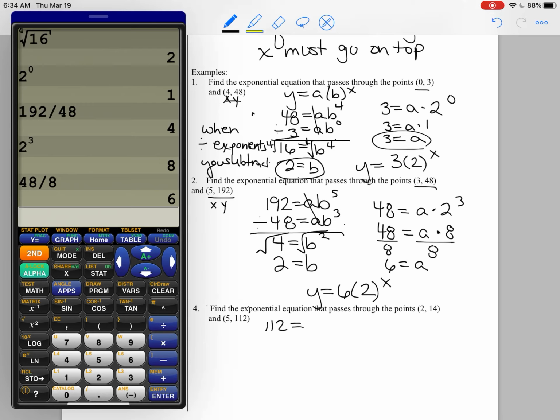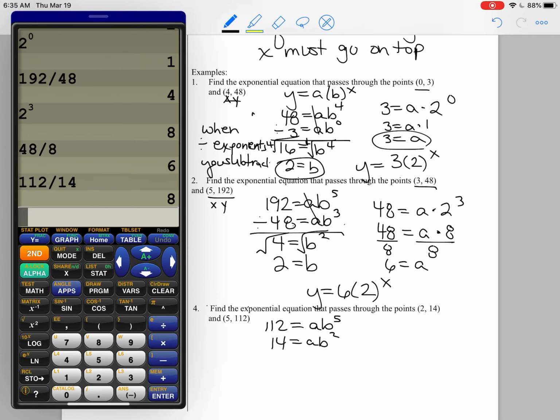Alright, so let's check your answers. You should get 112 is equal to AB to the 5th, and then you have 14 equals AB squared. So 112 divided by 14, and that's 8 equals, A's cancel out, 5 minus 2 is B to the 3rd.